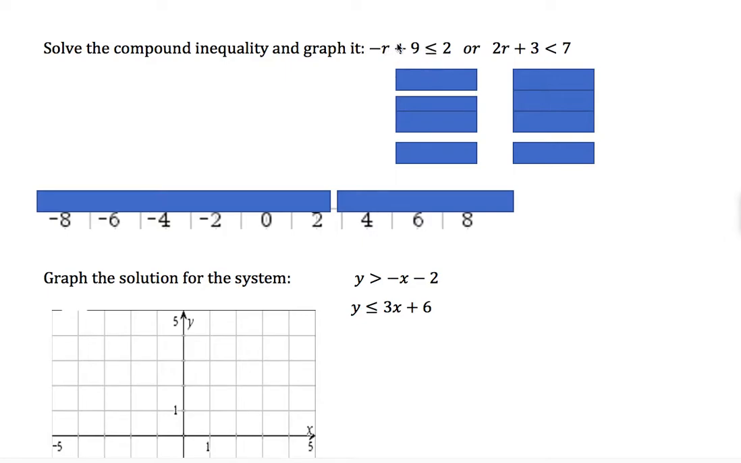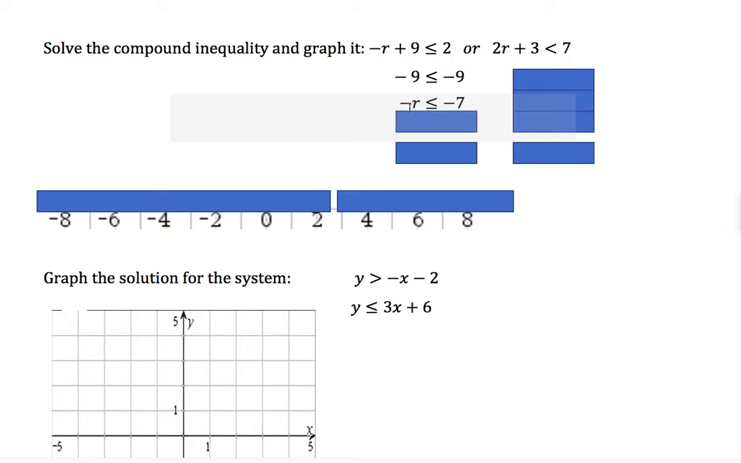So, we have two parts to this. So we're going to treat them as two separate things, and then we're just going to graph them both on the same line. All right, so the first thing we want to do is get rid of this plus 9. So we're going to subtract 9 from both sides over here. And when we do that, we end up with negative r is less than or equal to negative 7, because 2 minus 9 is negative 7.